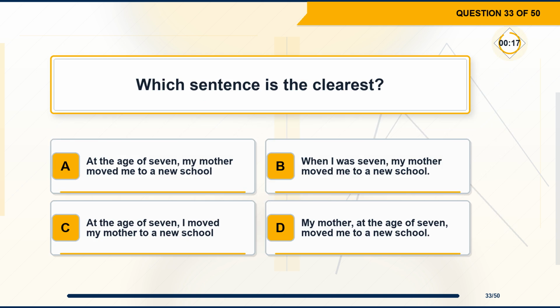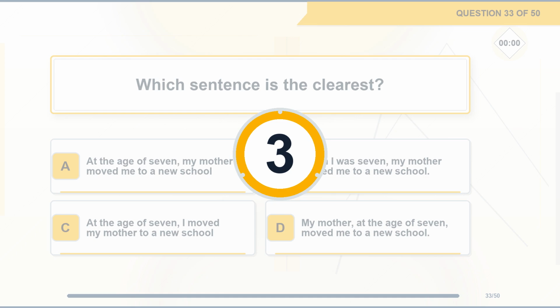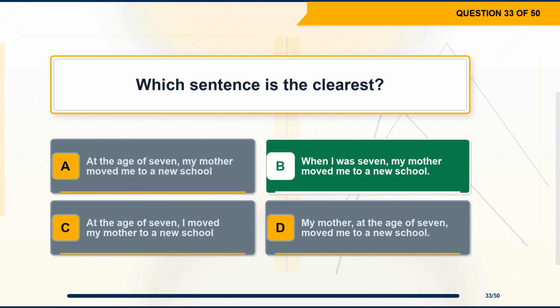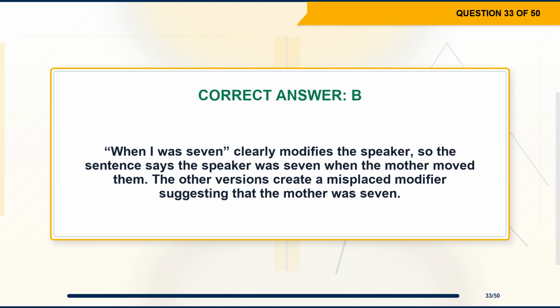Question 33. Which sentence is the clearest? Option A, at the age of 7, my mother moved me to a new school. Option B, when I was 7, my mother moved me to a new school. Option C, at the age of 7, I moved my mother to a new school. Option D, my mother, at the age of 7, moved me to a new school. The correct answer is option B. When I was 7, my mother moved me to a new school. Explanation. When I was 7 clearly modifies the speaker, so the sentence says the speaker was 7 when the mother moved them. The other versions create a misplaced modifier suggesting that the mother was 7.